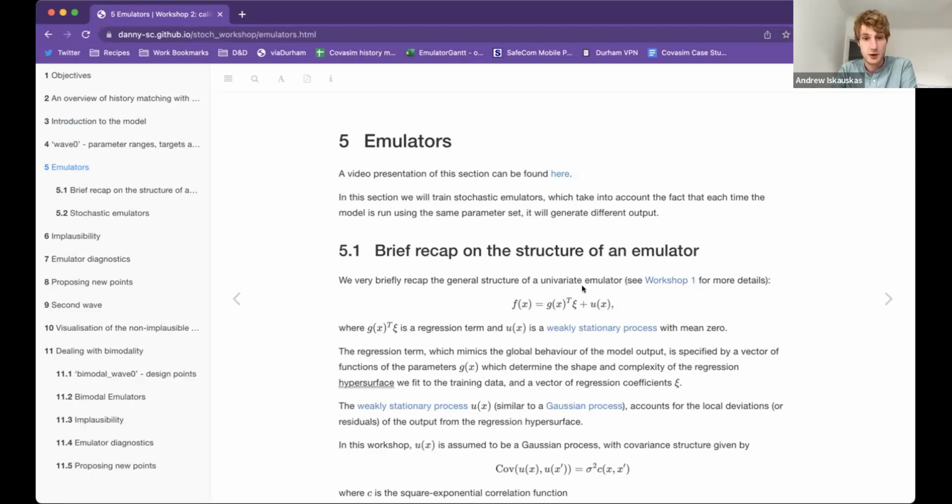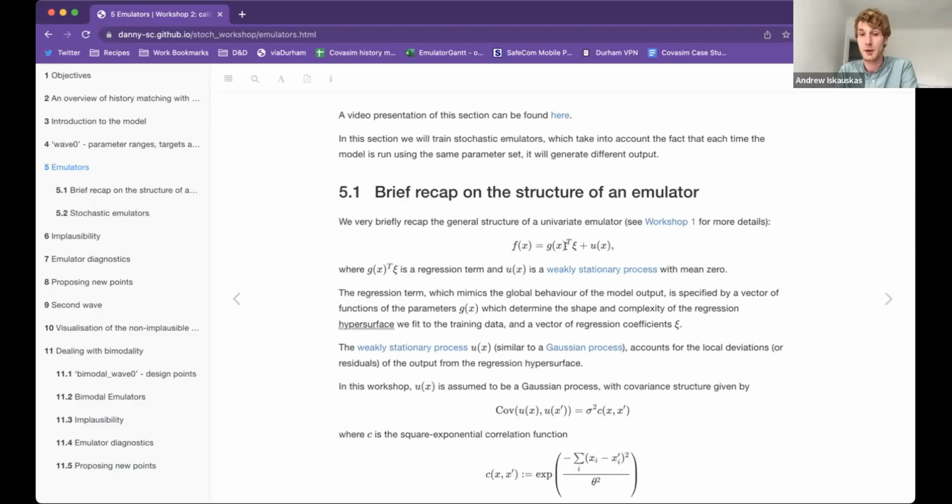But we'll briefly just look over the structure of an emulator. So this is again a univariate emulator. We're assuming that f of x is just a single output from our model. And the only difference here, of course, is that we could have multiple realizations of this output. And as always, we're splitting it into two parts.